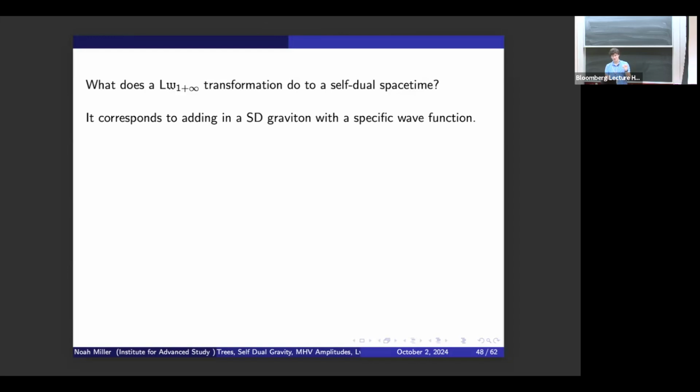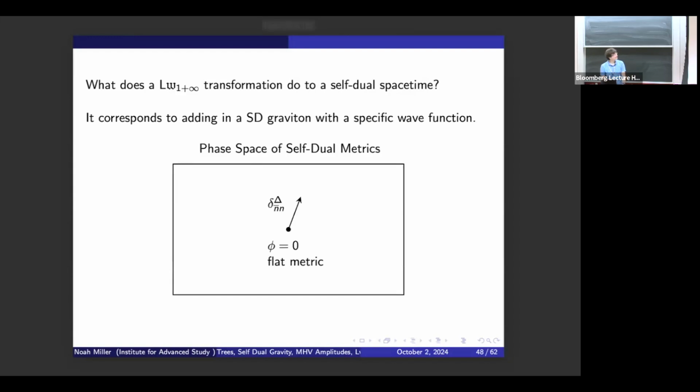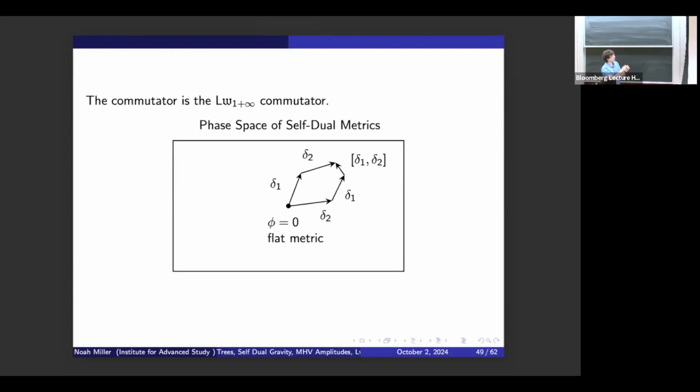What these transformations do is they correspond to adding in a self-dual graviton with a very specific wave function. So here we have the phase space of self-dual metrics. You start at the middle with the flat metric where phi is 0. Then you add in a self-dual graviton with a particular wave function, and you go away from it. If you add in one and another, the order in which you add these does matter, and the commutator between them is exactly the Lw1+infinity commutator.